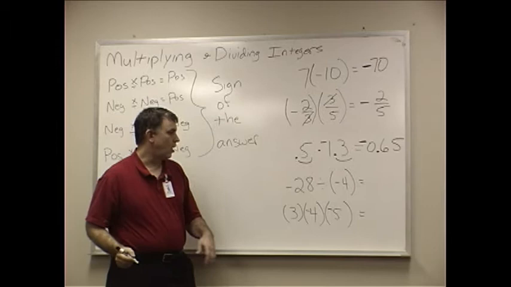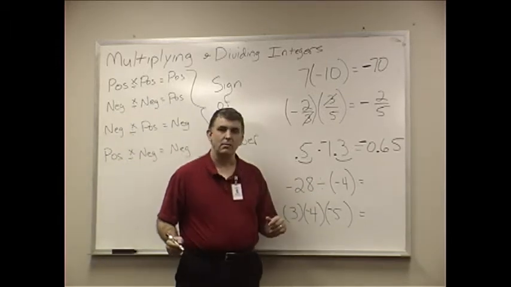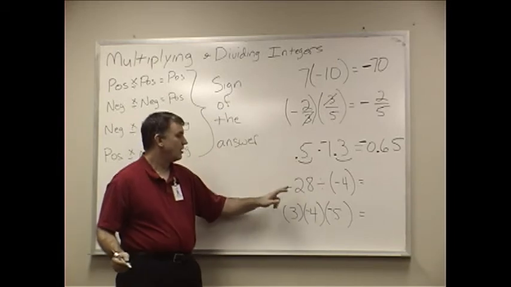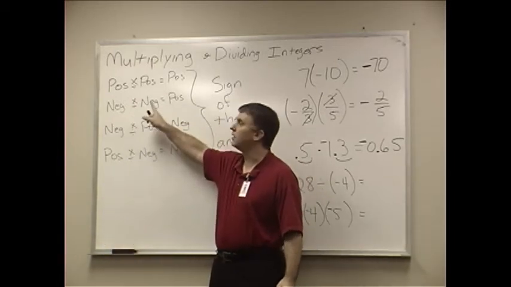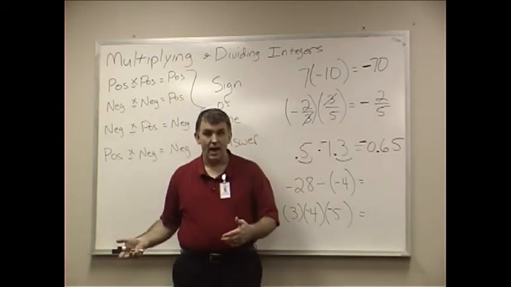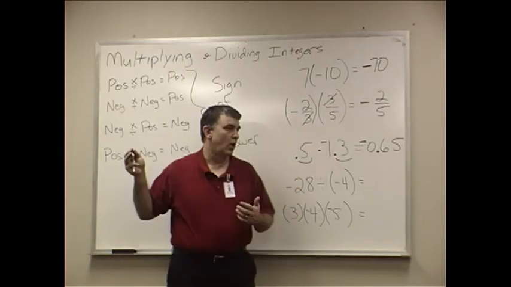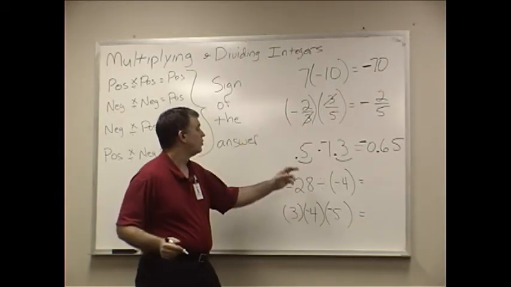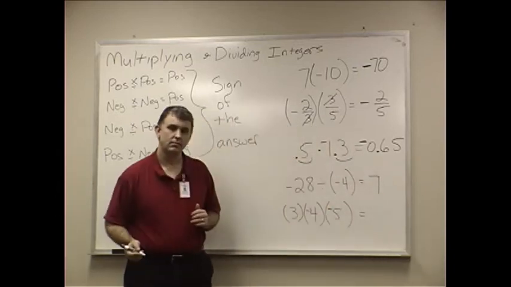Now on the fourth one, I've written a division problem here. Negative 28 divided by negative 4. Negative and a negative, when we look up here, is a positive. Again, multiplying and dividing, you kind of get a 2-for-1 deal here. The rules work for both. So the answer is positive. 28 divided by 4 is 7.